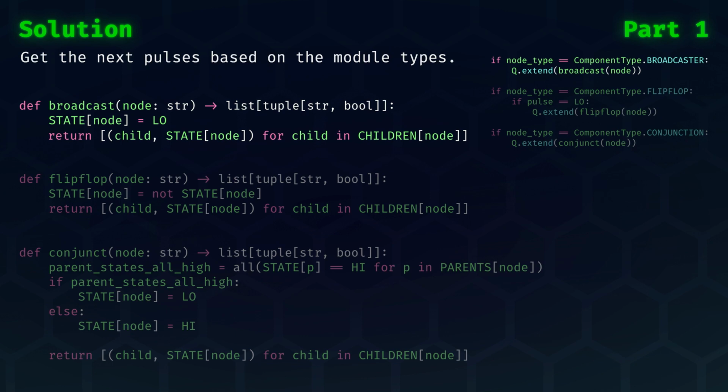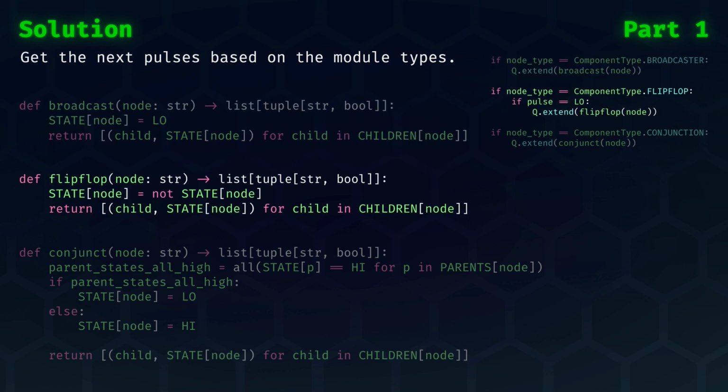At the top, we have the broadcast module. We know that this has to be coming from the button, so we set the state of the broadcast module to low, and we return a list with all child nodes, and we indicate that they receive a low pulse. The flip-flop function we only enter if we receive a low pulse. The result is that we flip the state of the module itself, and we send its new state as the outgoing pulse to all of its child modules.